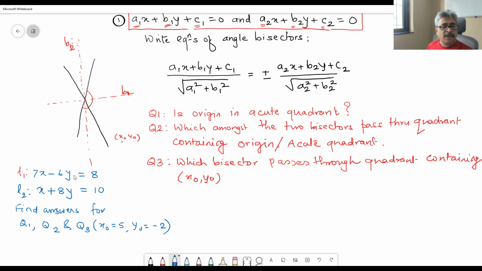Line number 1 is 7x minus 6y is equal to 8. Line number 2 is x plus 8y is equal to 10. Find answers for question 1. That means, is origin in the acute quadrant of these two lines? Question 2: which amongst the two bisectors pass through the quadrant containing origin? Question 3 is which particular bisector passes through the acute quadrant? And question 4 is which bisector passes through the quadrant containing (5, minus 2)? Chalo, let us see what procedure you adopt.